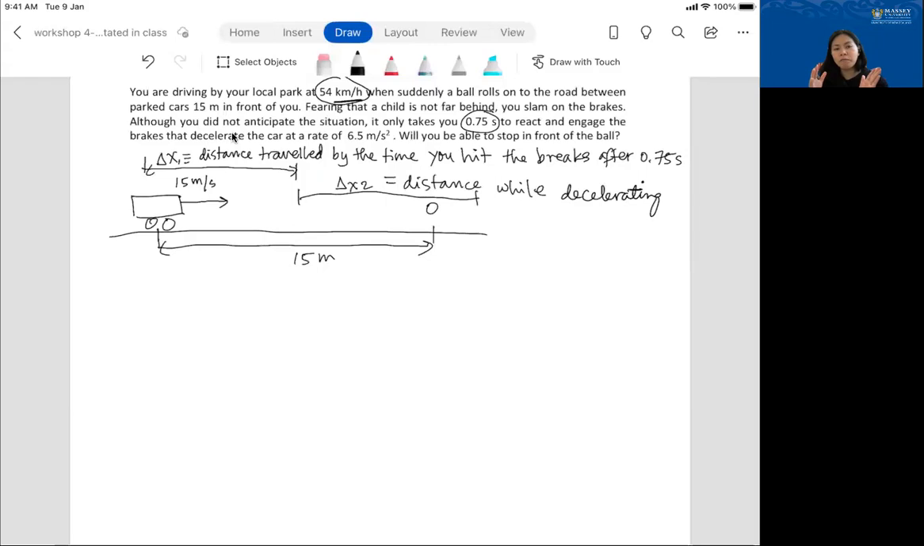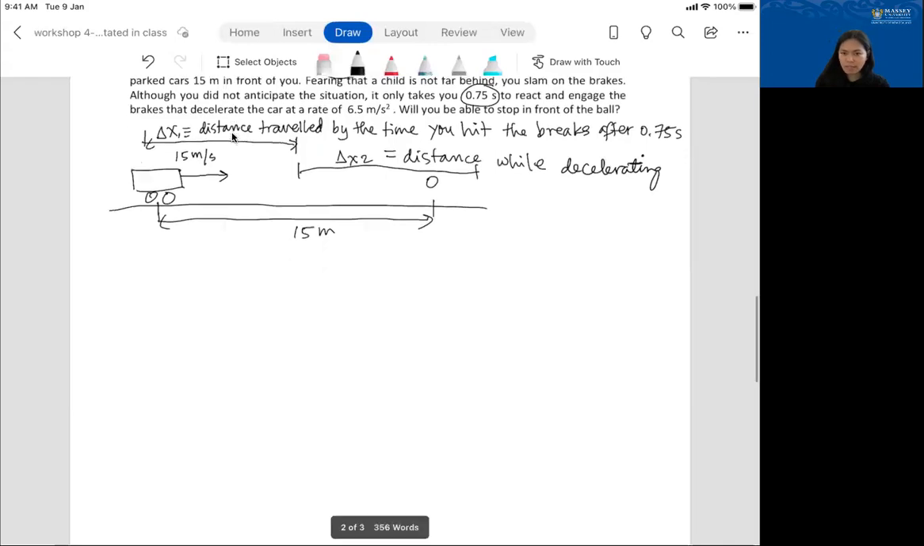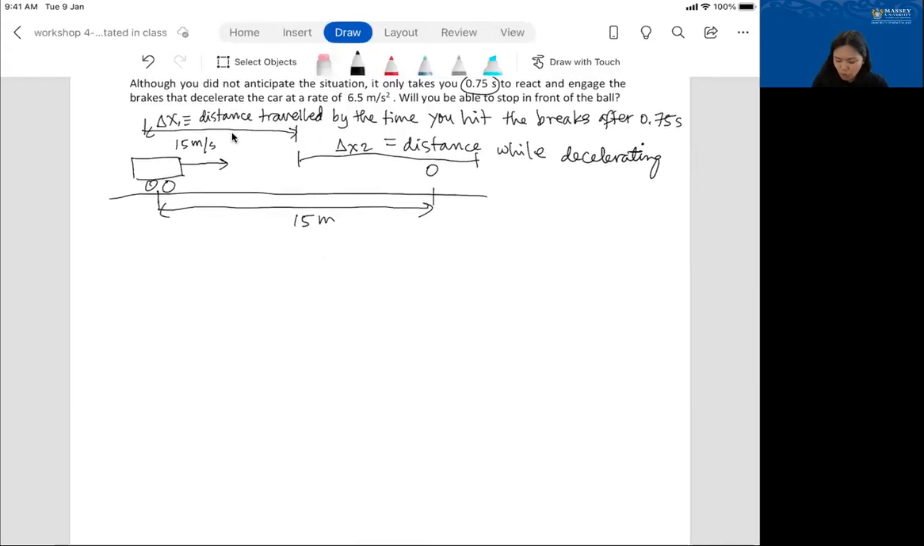Right, so let's figure out the first distance. Distance traveled by the time you hit the brakes after 0.75 seconds. So you're given the speed, 15 meters per second, and the time, which is 0.75 seconds, because that's your reaction time. Before you slam the brakes, how far did you travel? You only have speed and time, but you know the definition of speed is equal to distance over time, right?